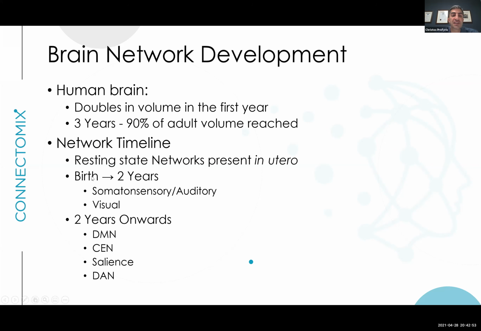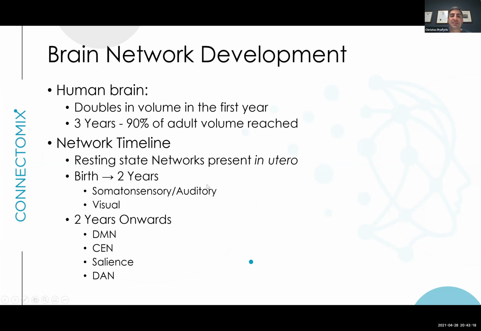What's very interesting is that from birth till about 2 years, we've got development of the somatosensory and auditory network and the visual network, and they're probably present from birth. When you actually look at the functional MRIs and you look at the connectivity, the somatosensory cortex and the visual cortex almost show connectivity that mirrors adult connectivity.